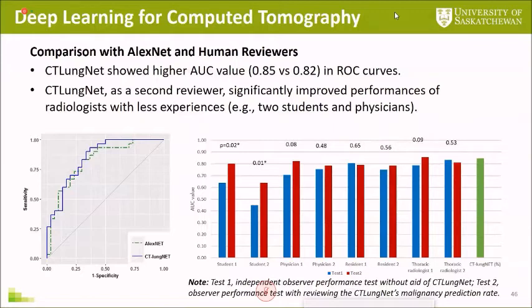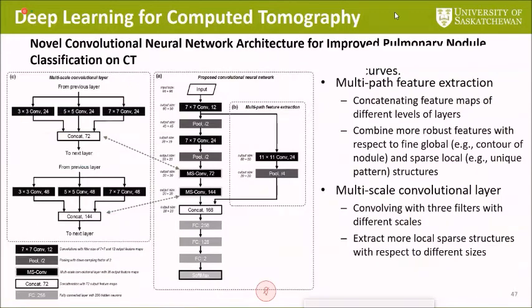And this is a more complicated deep neural network architecture. We improved the lung nodule classification on CT by proposing multi-path feature extraction, which is A, and C, a multi-scale convolution layer. Basically, we try to get more features and contours of the nodule or unique pattern structures, by combining 3 different filters so that we can have better classification results. So this is the result.